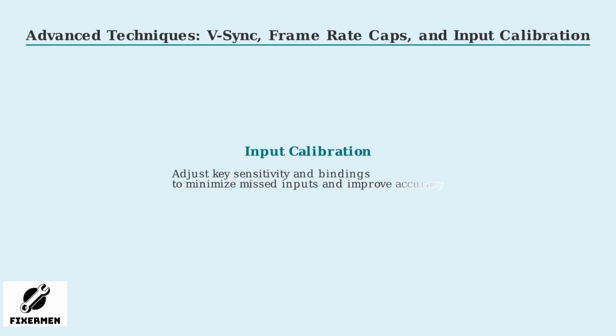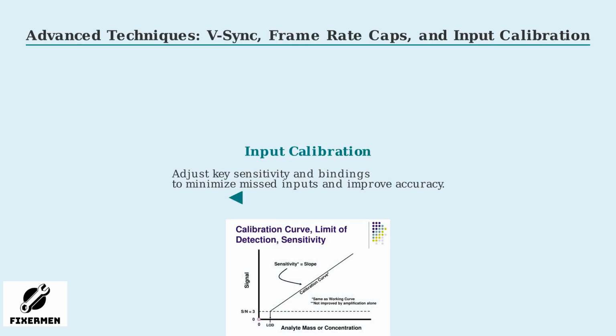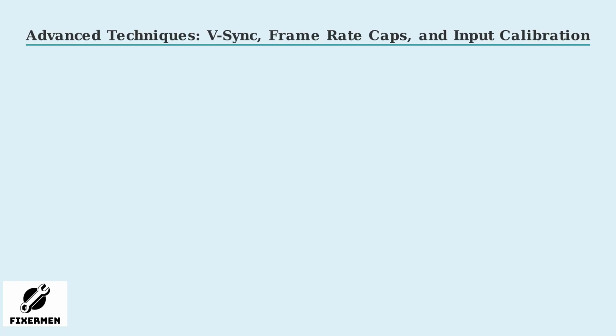Calibrate your input settings, adjusting key sensitivity to minimize missed inputs. Proper calibration ensures precise timing, critical for high scores in rhythm games. Experiment to find the optimal balance for your setup. Different hardware may require different configurations for the best performance.